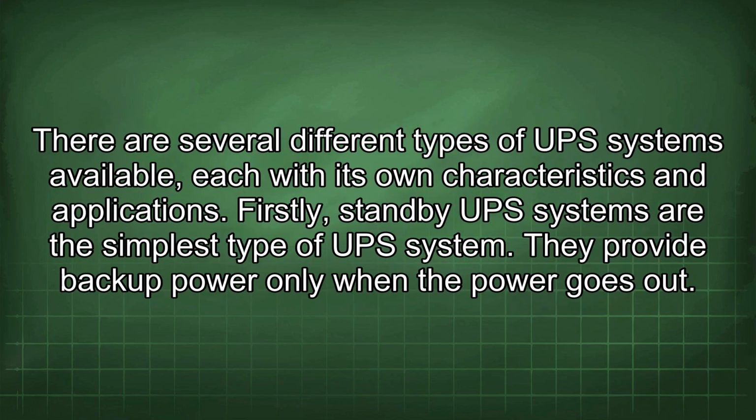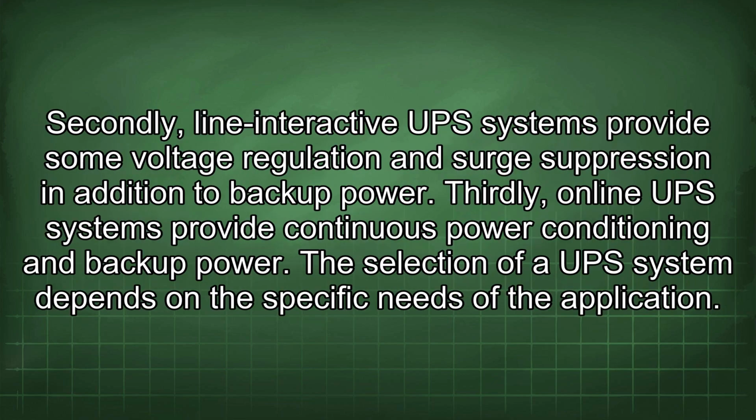There are several different types of UPS systems available, each with its own characteristics and applications. Firstly, standby UPS systems are the simplest type of UPS system. They provide backup power only when the power goes out. Secondly, line interactive UPS systems provide some voltage regulation and surge suppression in addition to backup power. Thirdly, online UPS systems provide continuous power conditioning and backup power.